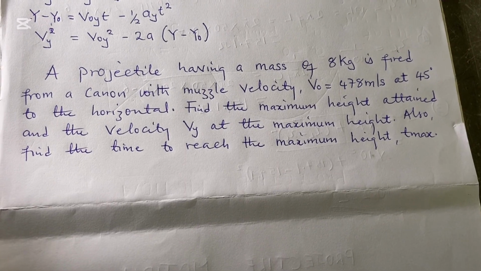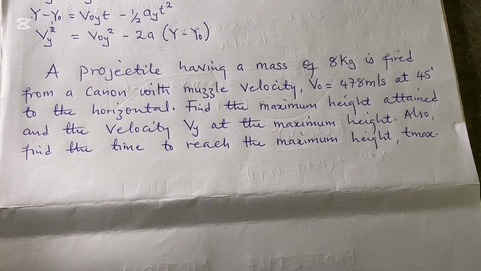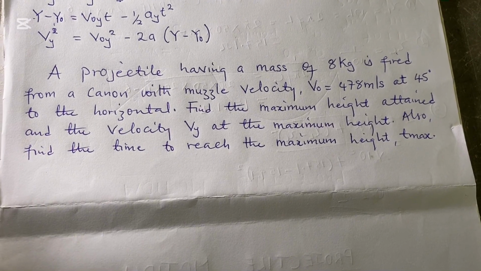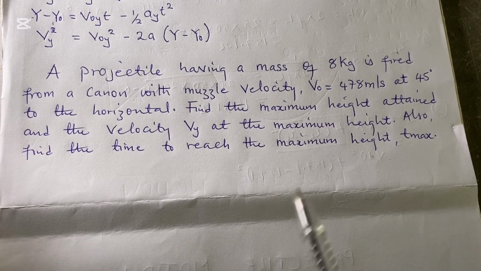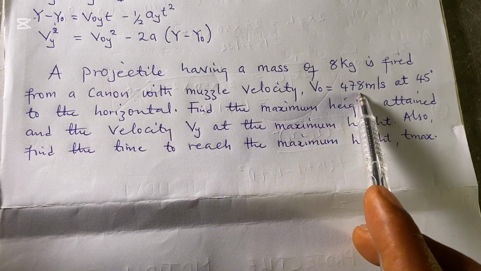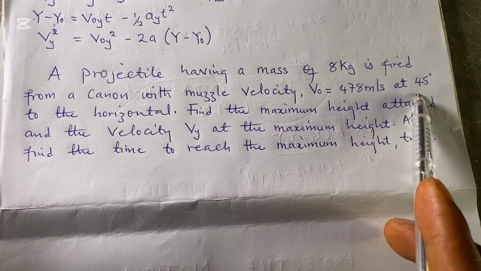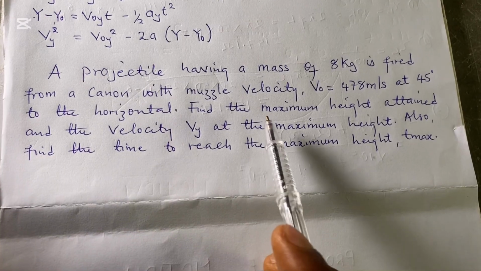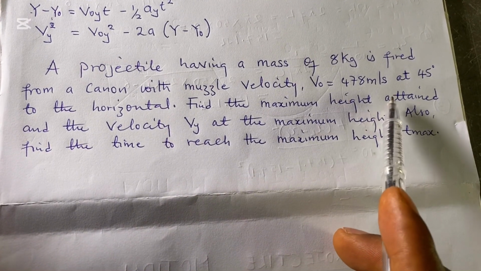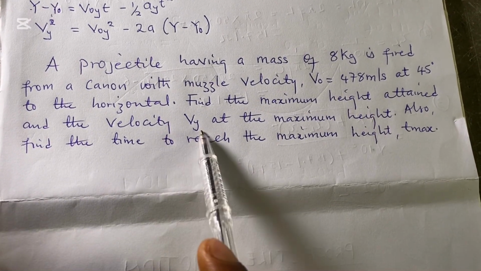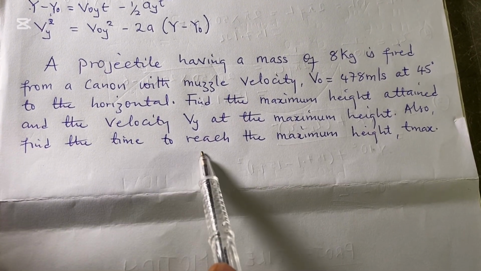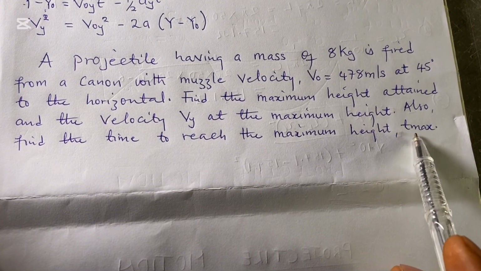Now you have a question: a projectile having a mass of 8 kg is fired with a moving velocity of 478, that's the initial velocity, at 45 degrees to the horizontal. Now you're asked to find the maximum height attained and the velocity v_y at the maximum height. Also find the time to reach the maximum height, t max.